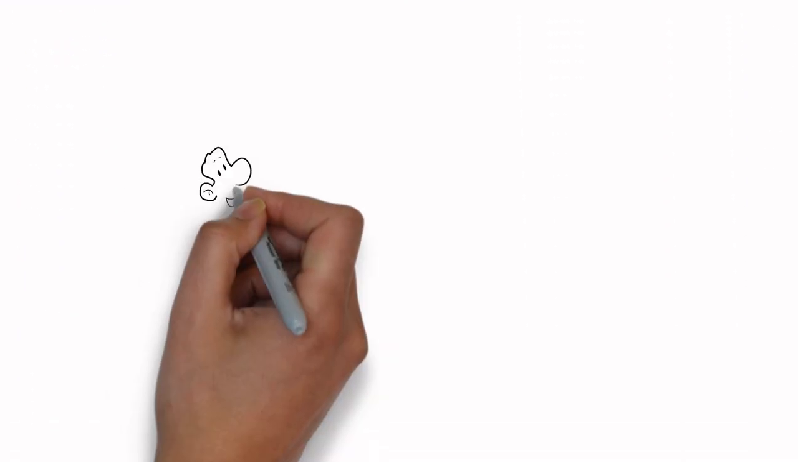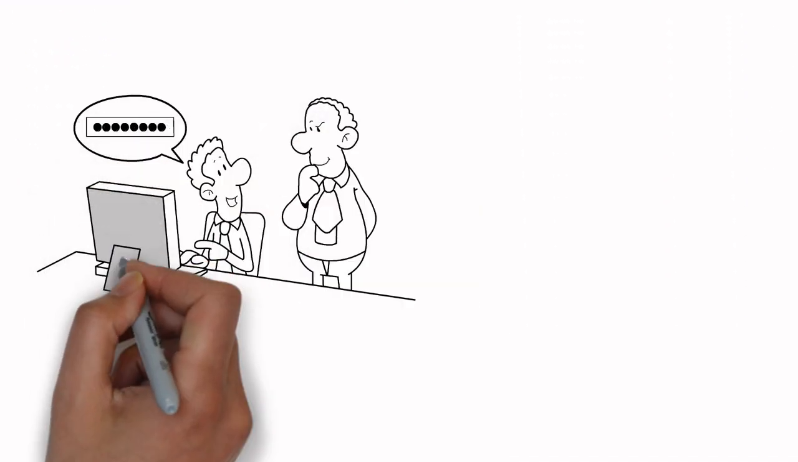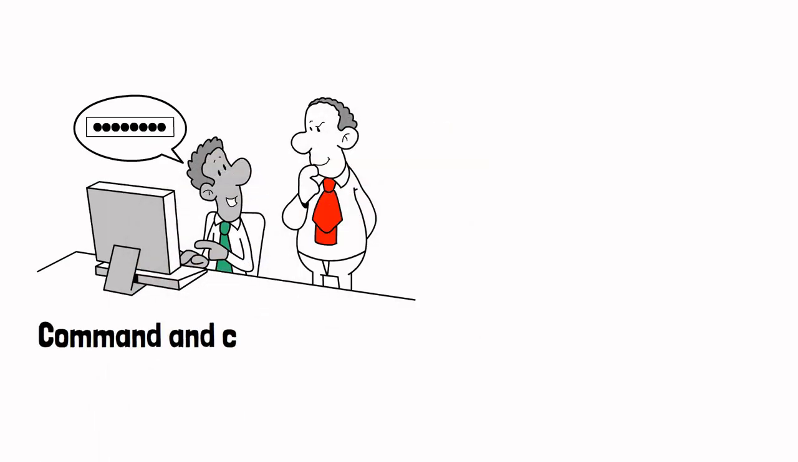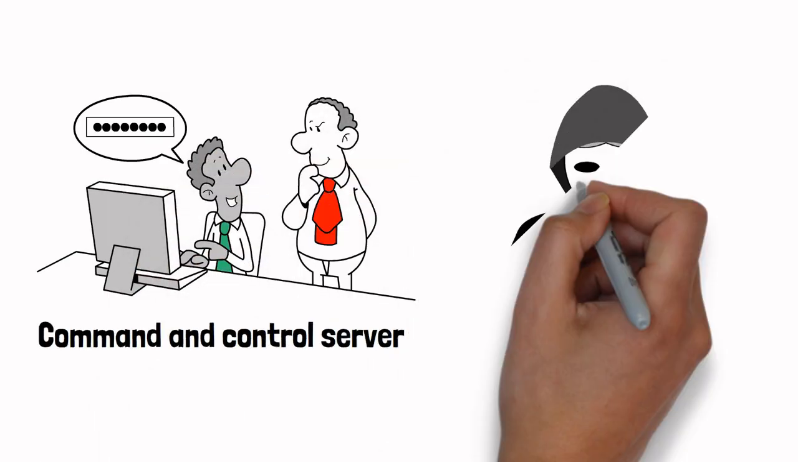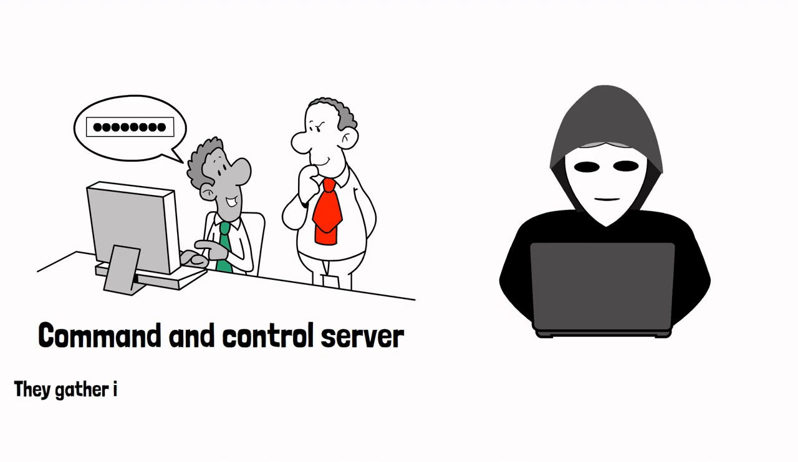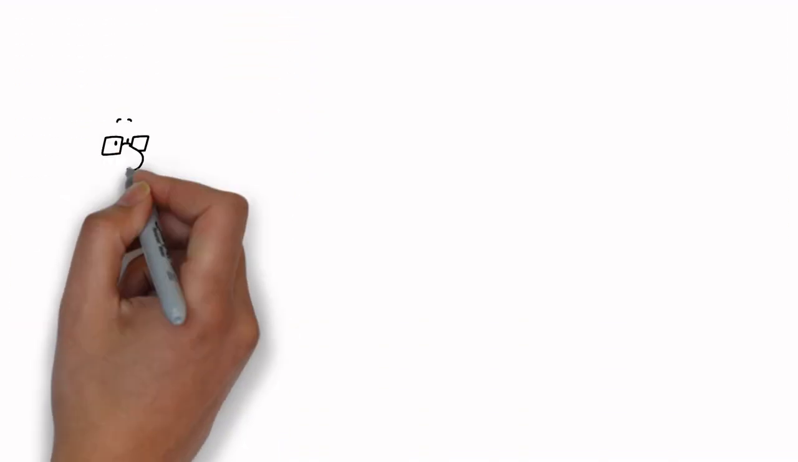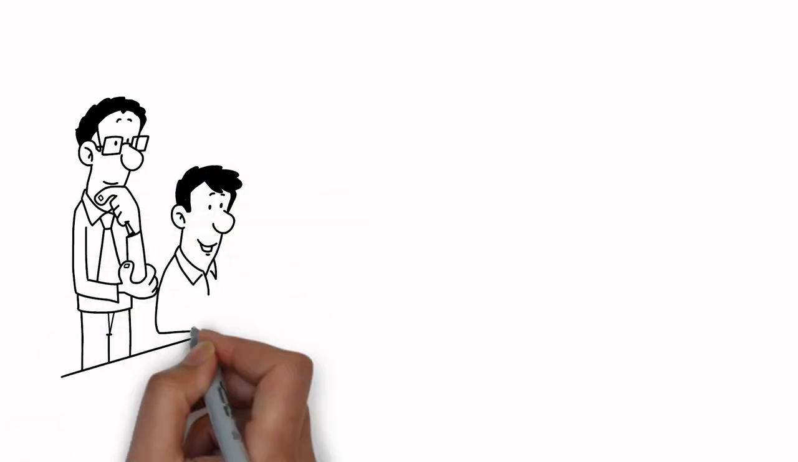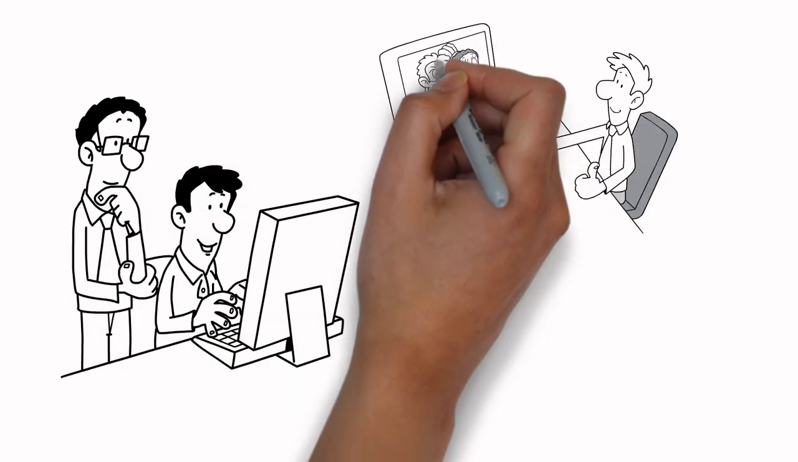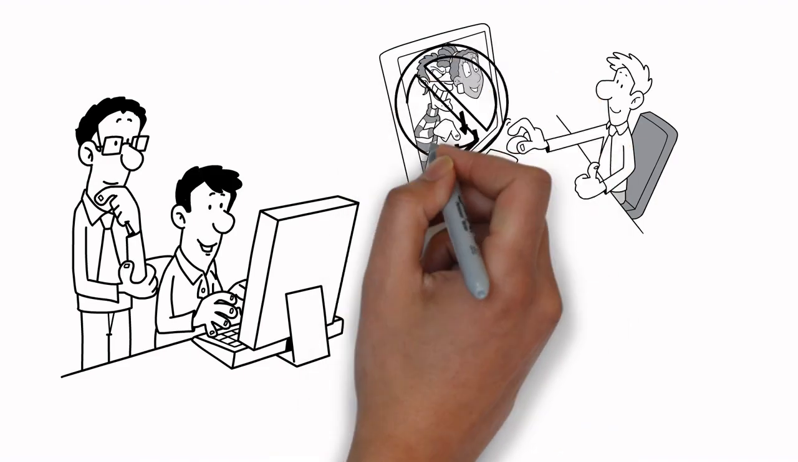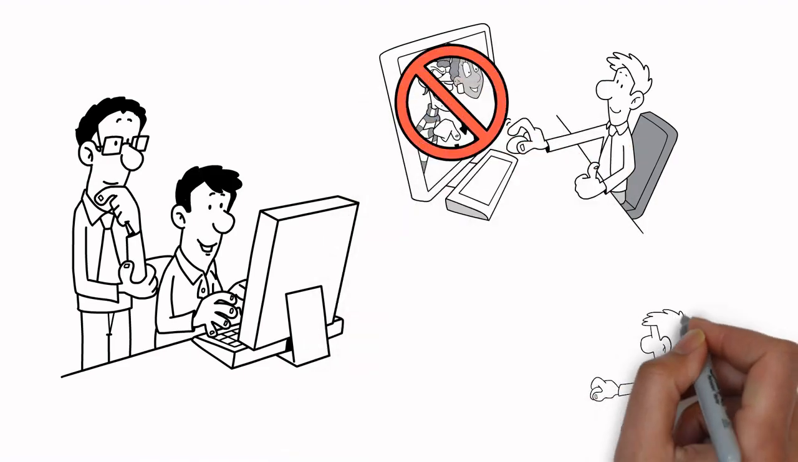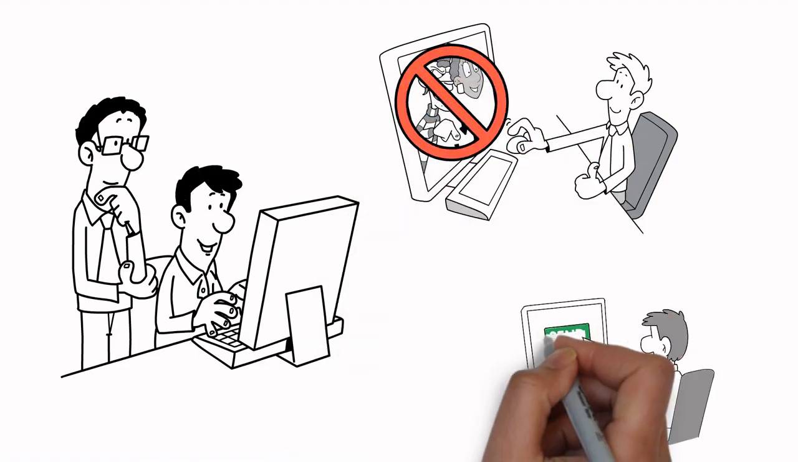The security team then uses threat intelligence to investigate the command and control server and determine who is behind the attack. They gather information about the attacker's tactics, techniques, and procedures, as well as any indicators of compromise that they can find. Armed with this information, the security team is able to block the attacker's access to their system, as well as to share the information with other organizations in order to prevent similar attacks from occurring in the future.